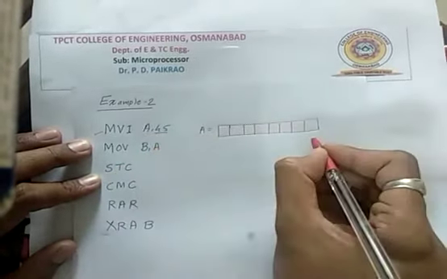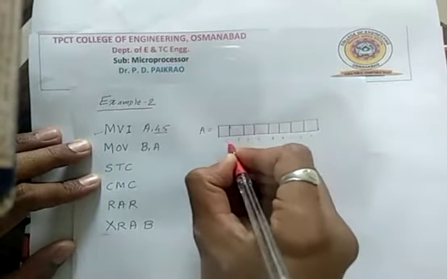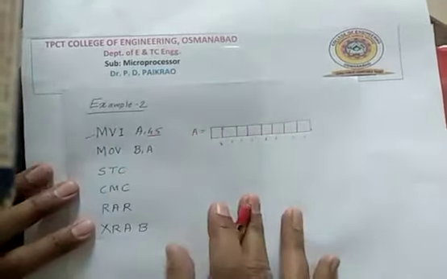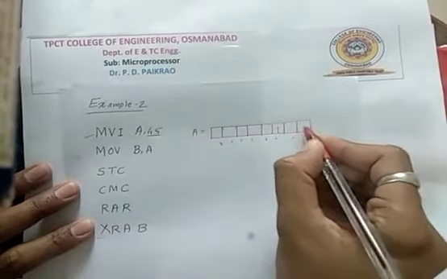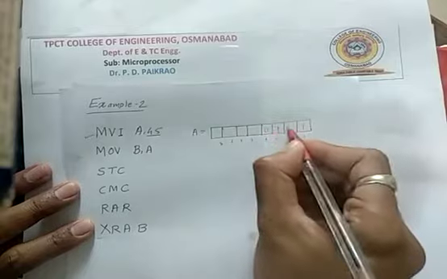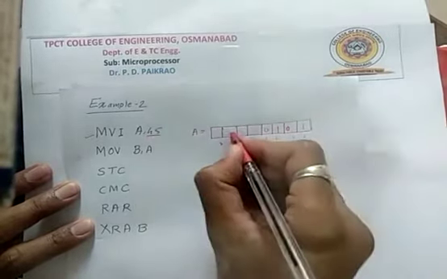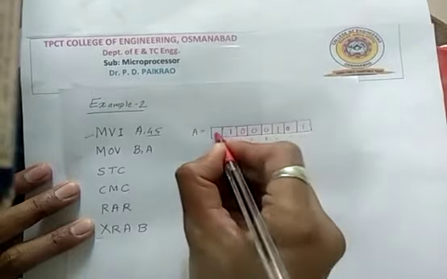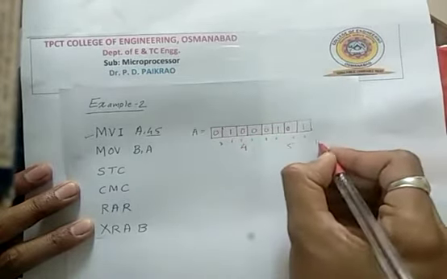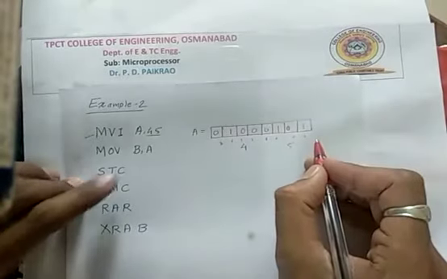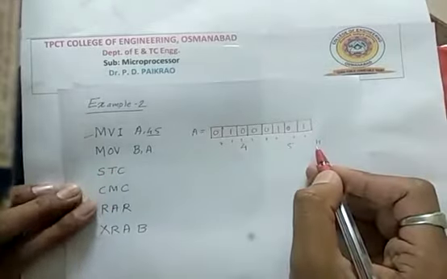Here the weights are 1 2 4 8, again 1 2 4 8. First we write 5: for 5 we have 4 plus 1, so the bits are 0 1 0 1. And for the 4, we have 0 1 0 0. So this is 45 hexadecimal. After the execution of the first instruction, we have the accumulator as 45.